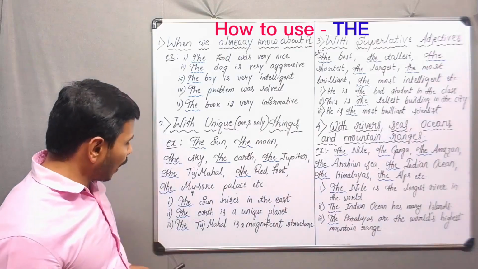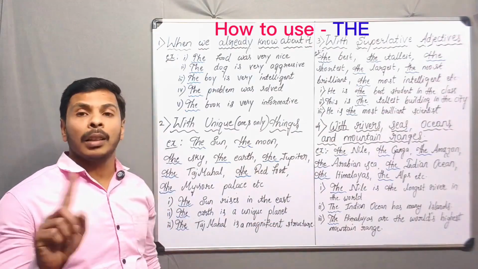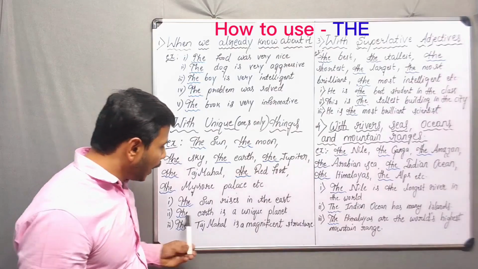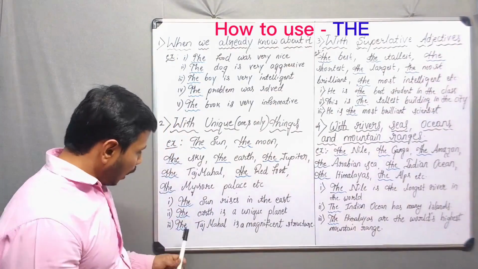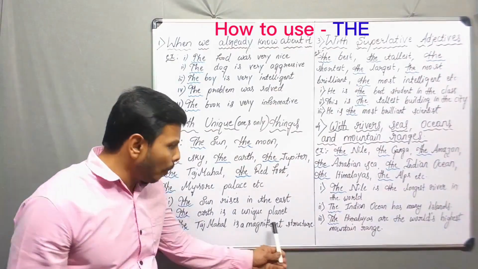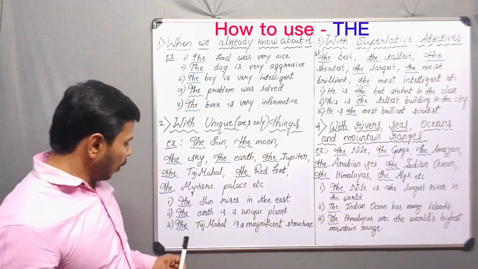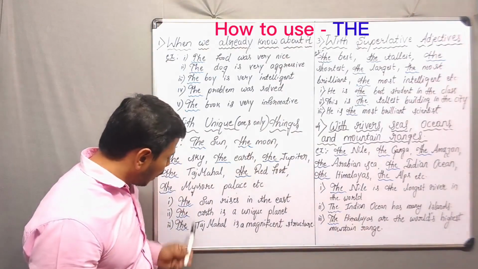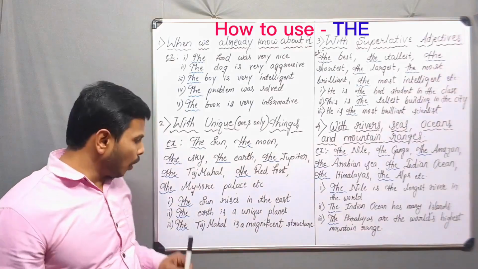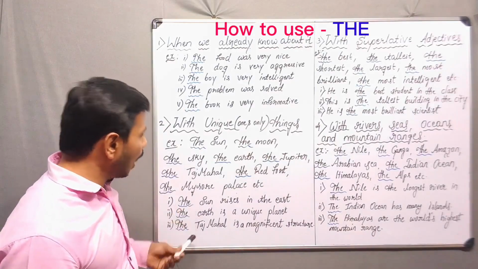So that's why, for example, the sun rises in the east. The sun, not "a sun". The earth is a unique planet. The earth, not "a earth". The Taj Mahal is a magnificent structure. Magnificent is nothing but very attractive. So why did I use "the"? Because here these are unique. One more of them cannot be found. So I used "the" with them.